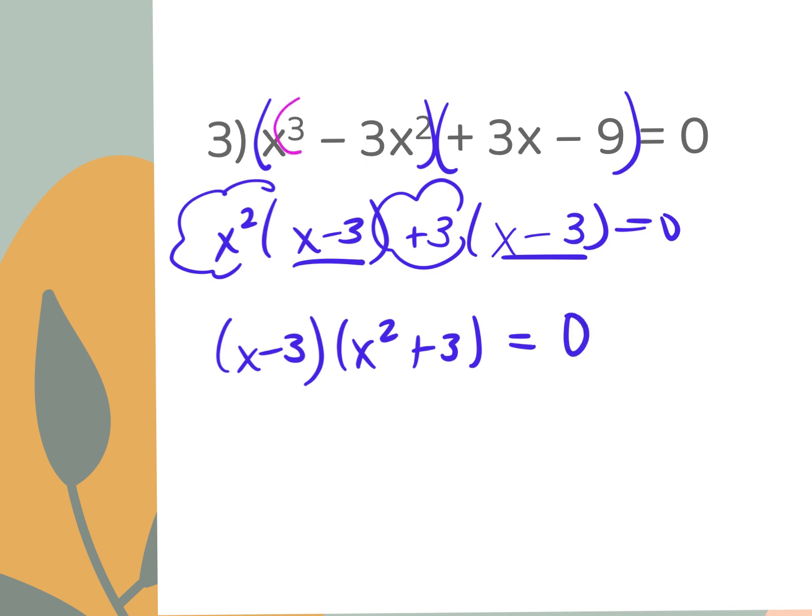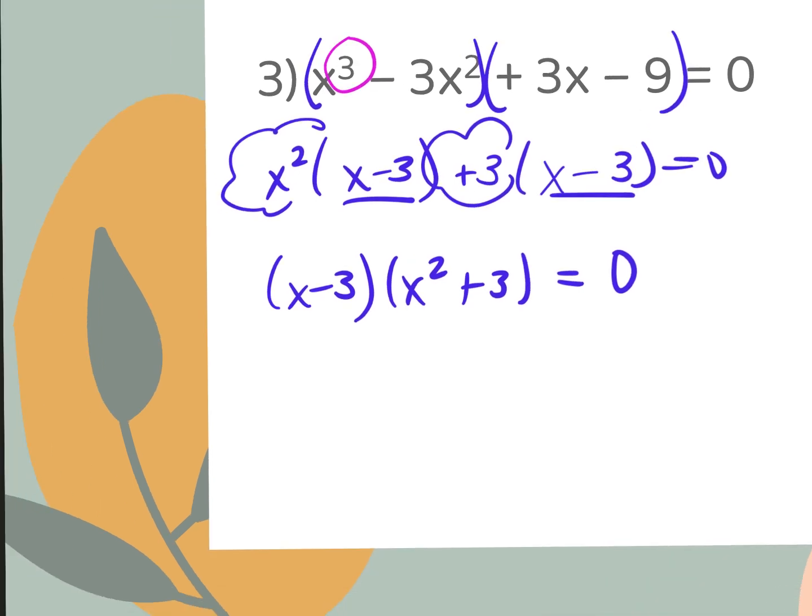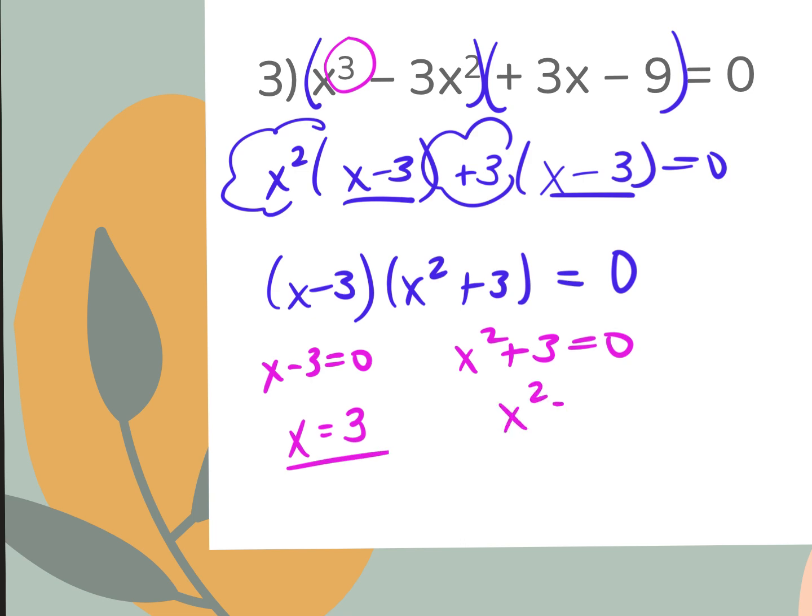All right, let's look at the beginning again. How many answers should I have? 3. Okay. Can you factor x squared plus 3 anymore? No. So I'm just going to say x minus 3 equals 0 and x squared plus 3 equals 0. So on the left-hand side, I have x equals what number? 3. All right. Over here, I have x squared equals negative 3. What do we do? Take the square root. What do you know is going to happen here with this answer? Why is it going to be imaginary?